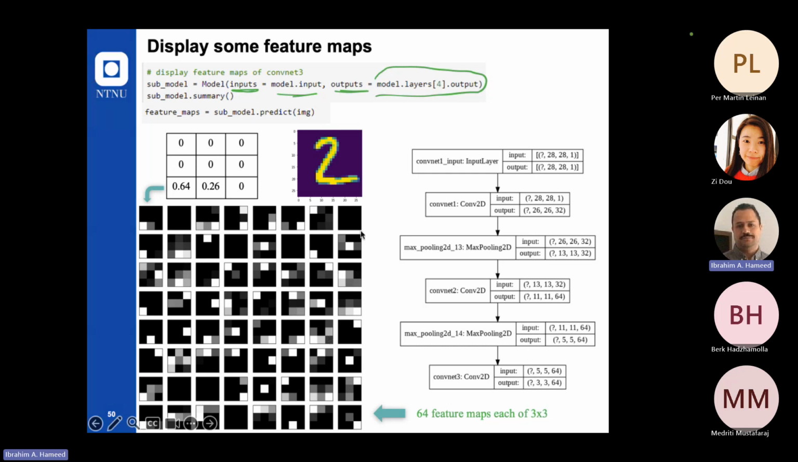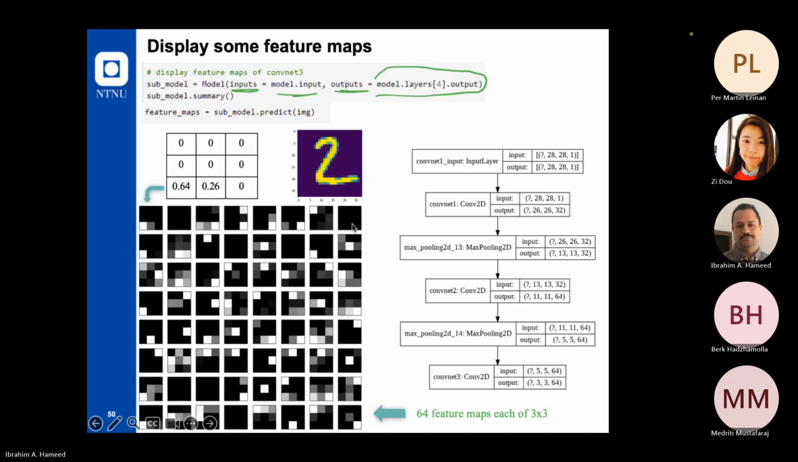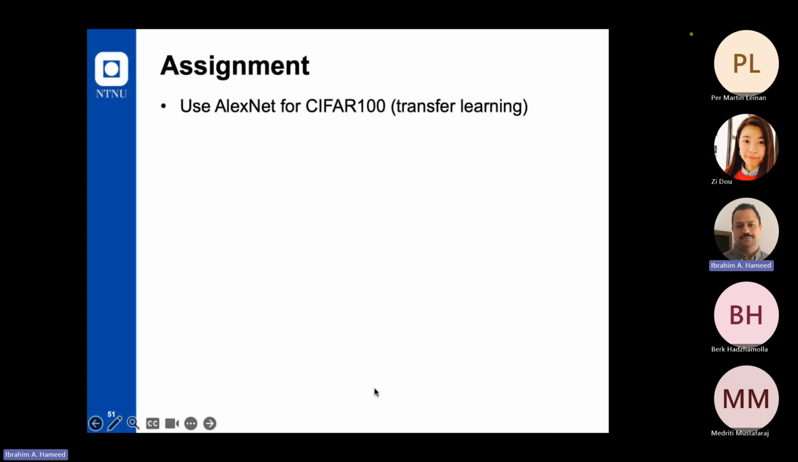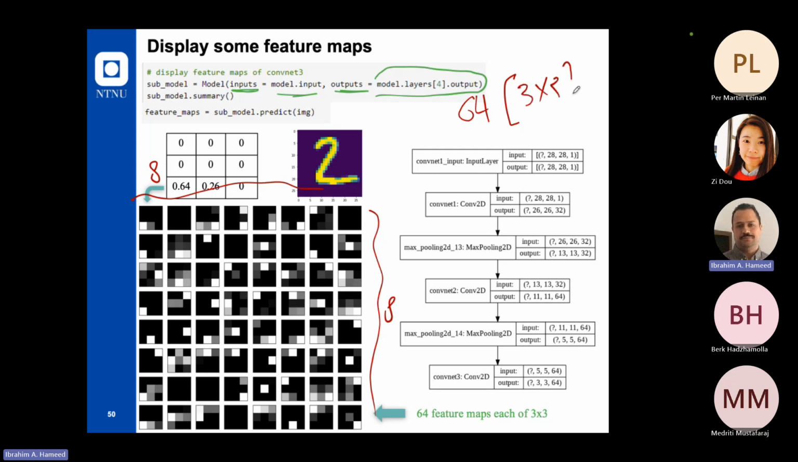As you can see here, we have 64. This one, it's 8 times 8. 1, 2, 3, 4, 5, 6, 7, 8 times 8. Oh, sorry, this one will be 8 times 8, which means we have 64 feature maps, and each feature map has a size of 3 times 3. So this one is 3 times 3, as you can see.